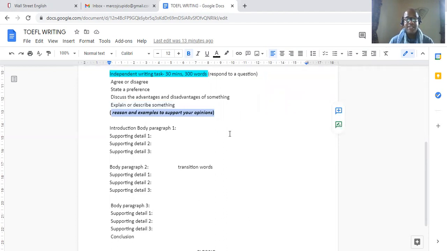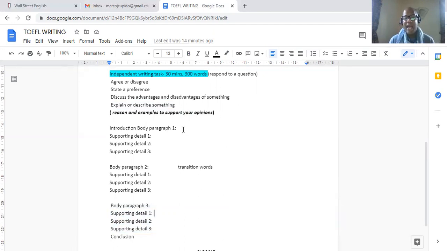Good. So the second part, the independent writing task, also has a little bit of a format. You have an introduction, right? Introduction, body paragraph 1. Then you have 3 supporting details. You have a body paragraph 2, and you have 3 supporting details. Then you have a body paragraph 3 and 3 supporting details. Guys, this is where you can use anything.